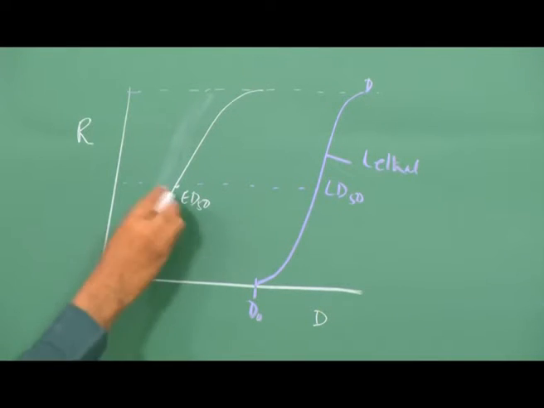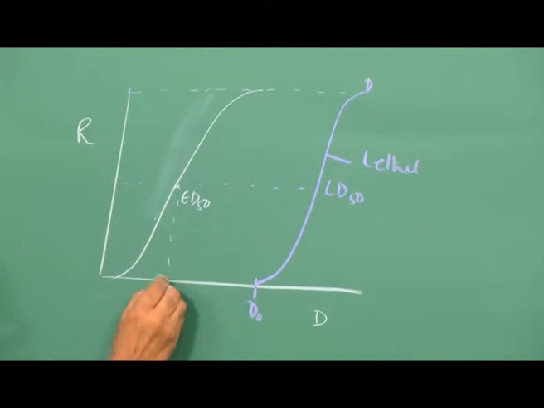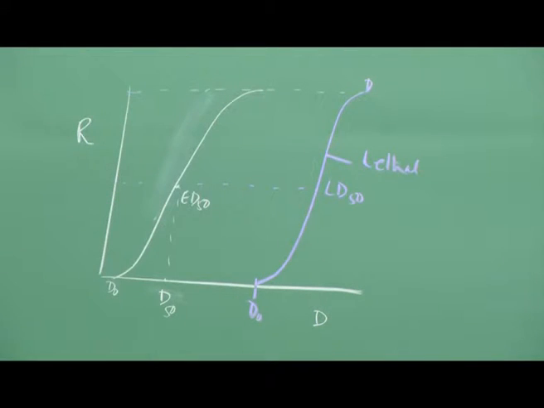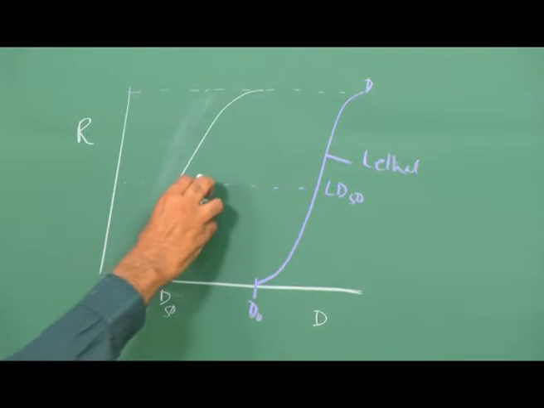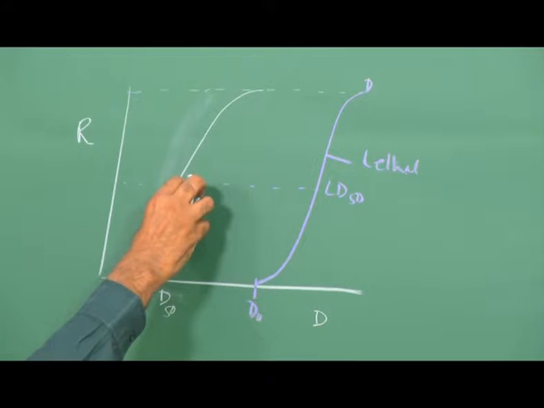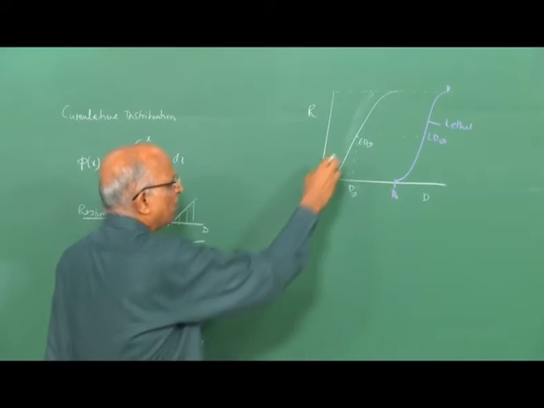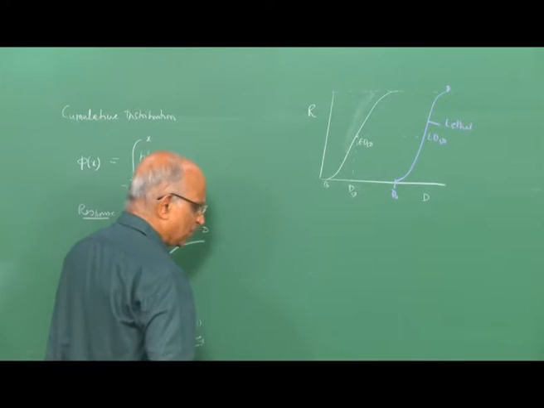That means 50% of the people got affected at this level of dosage, that is ED50. The D0 for effective dosage is here. This is the value corresponding to 100. When we say effective dosage, it means that yes, people are affected, but the influence on people could be reversed by treatment and all that, and therefore we called it effective dosage.